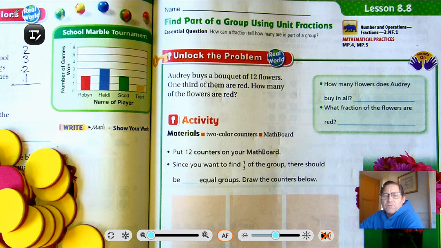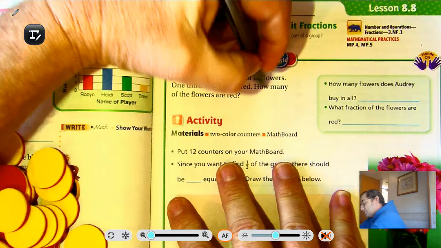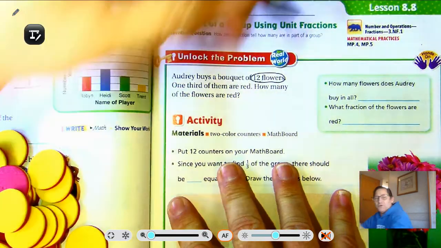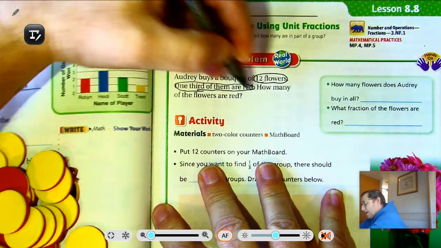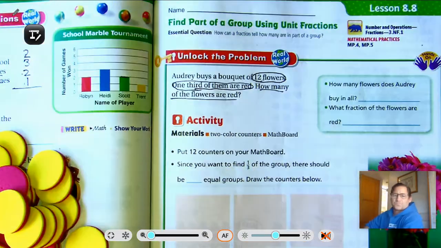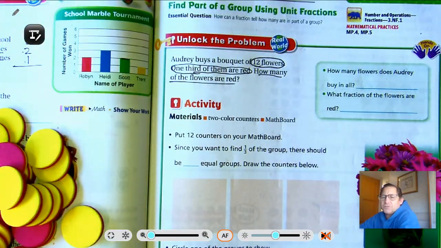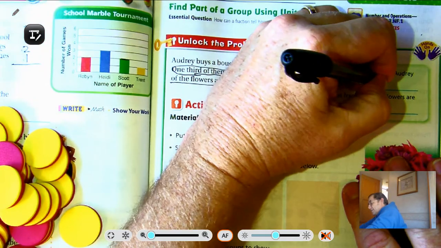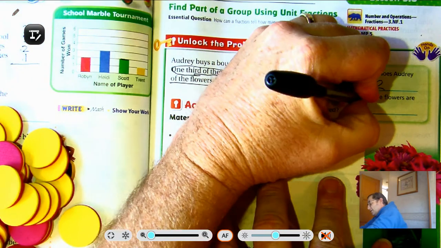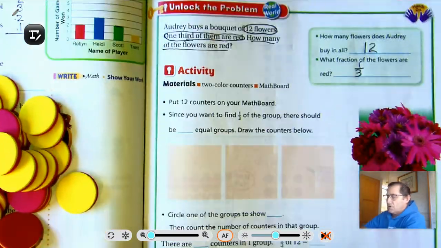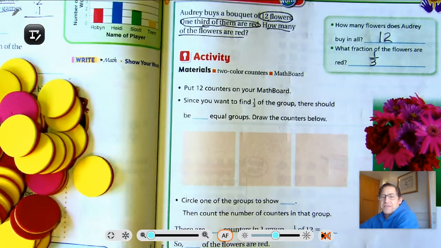So they unlock the problem. Audrey buys a bouquet of 12 flowers. 1/3 of them are red. How many of the flowers are red? So we know she has a bouquet of 12 flowers. It also told us that 1/3 are red. So how many flowers is Audrey buying all? 12, right? And what fraction of the flowers are red? 1/3, they told us. Okay, so one way we can do this is to use counters.